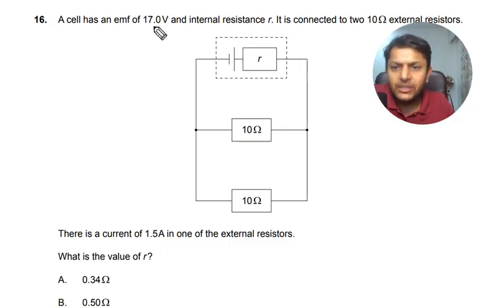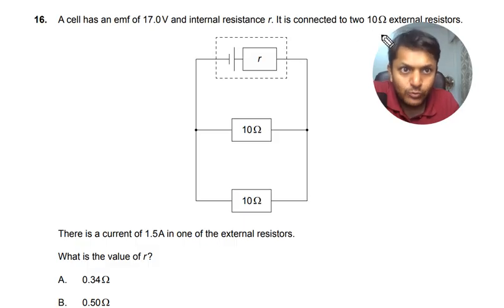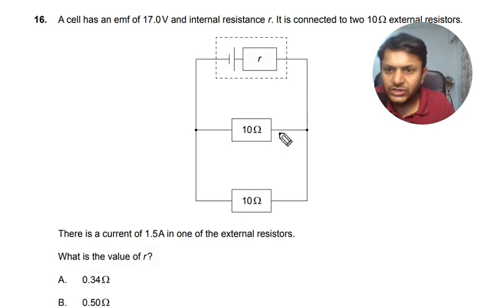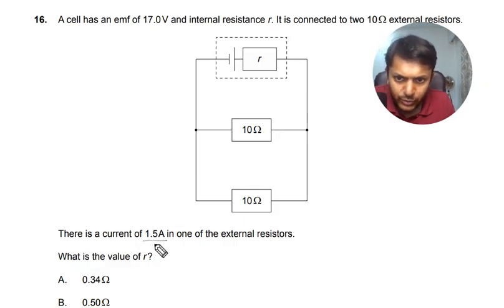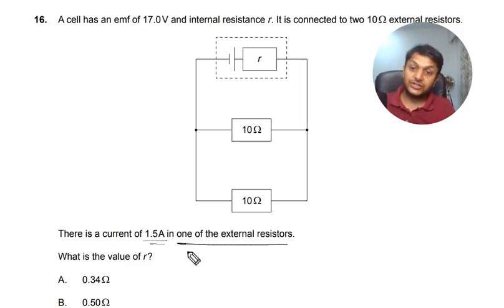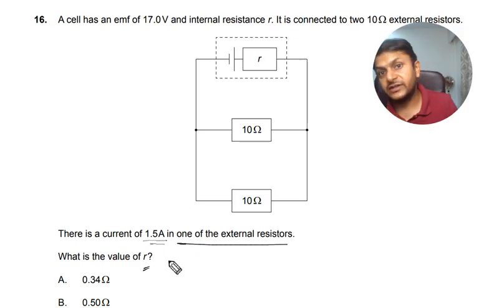A cell of EMF 17 volt and internal resistance R is connected to two 10 ohm external resistors as shown in the diagram. There is a current of 1.5 amperes in one of the external resistors. What is the value of the internal resistance R?